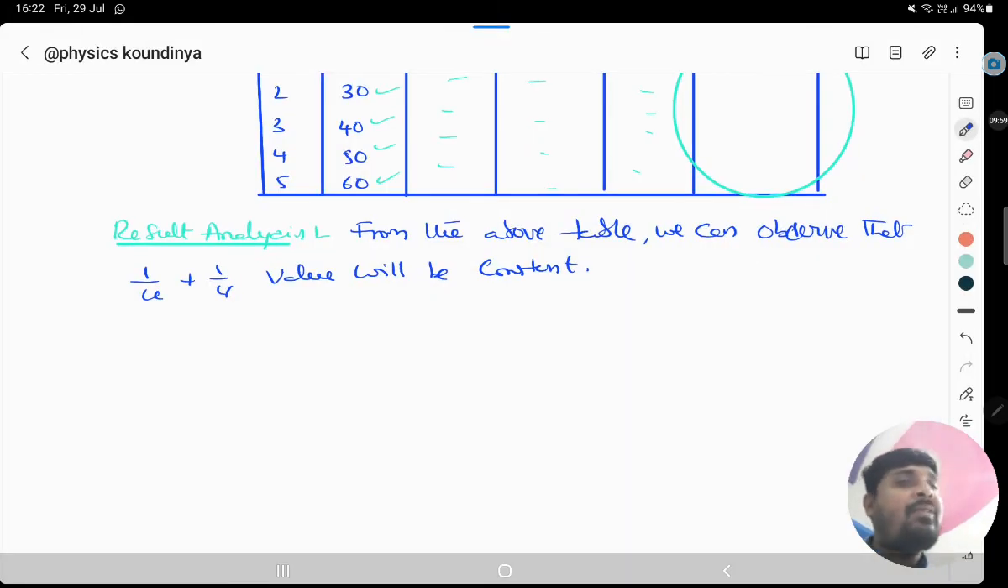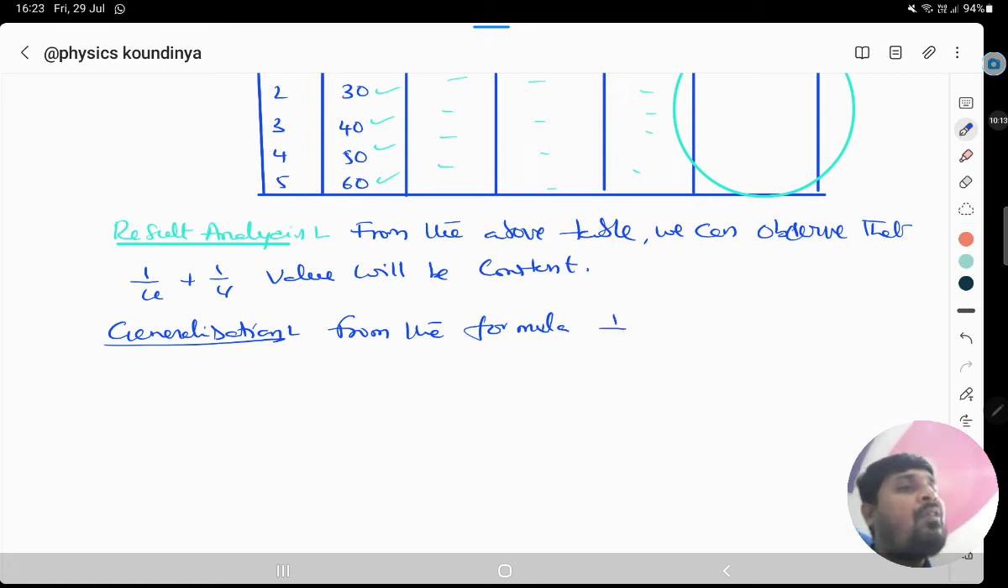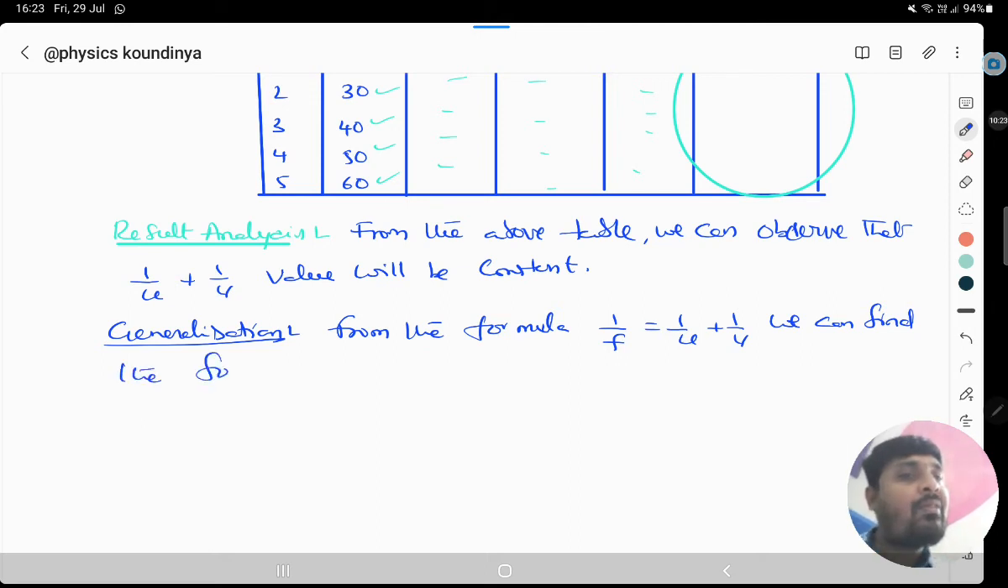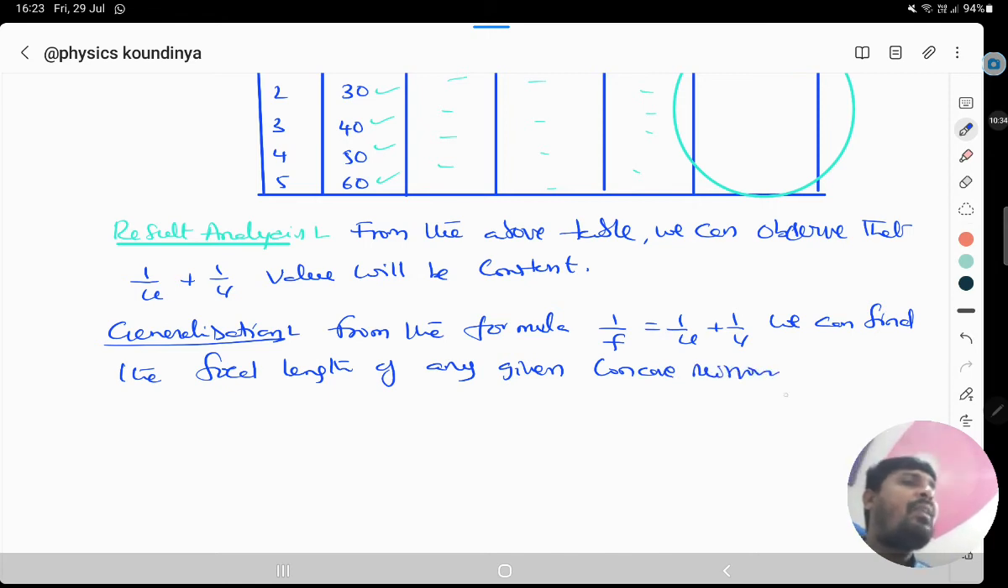After this we are going to write the generalization. So what is the generalization? This is our formula. From the formula, 1 by f equals 1 by u plus 1 by v, we can find the focal length of any given concave mirror.